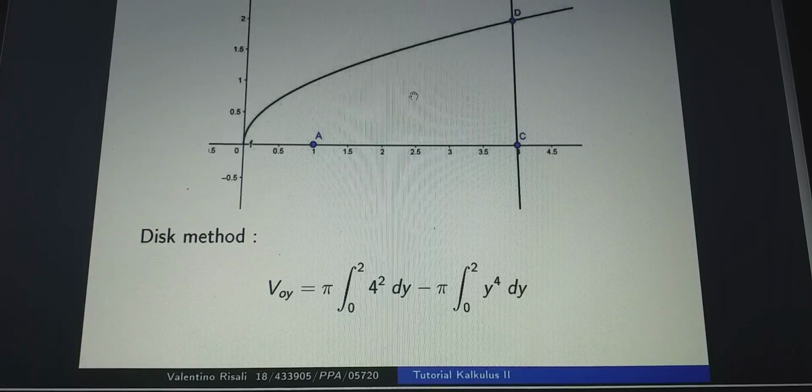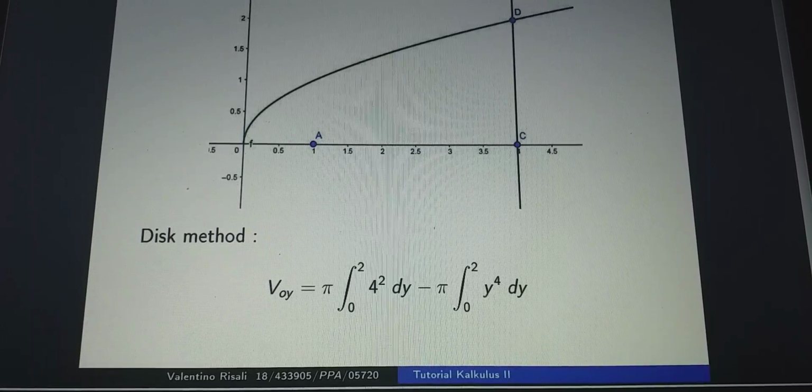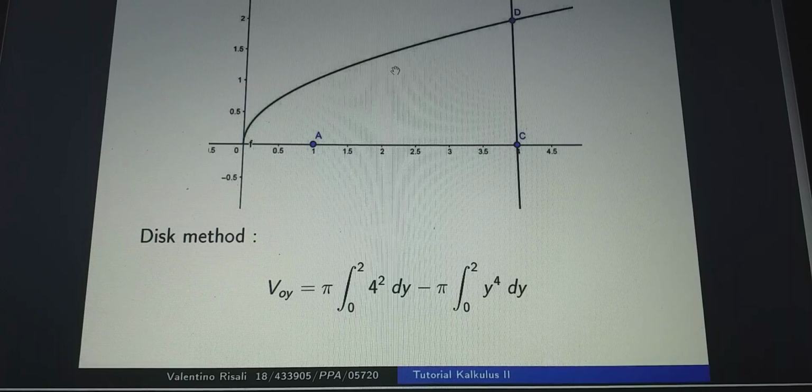You must be careful about the use of this method and also the cylindrical shell method, and you must keep the concept.